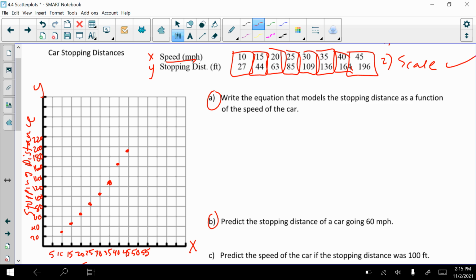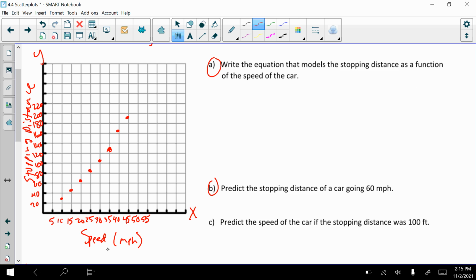Okay. So there's my scatter plot. I've got my labels on the axes, I got a scale, and I got all my points plotted. I'm all done building it. Now I can answer these questions. Let's look at A first. It says, write the equation that models the stopping distance of the car as a function of the speed of the car. So basically, that's fancy math language for write the equation for this line.